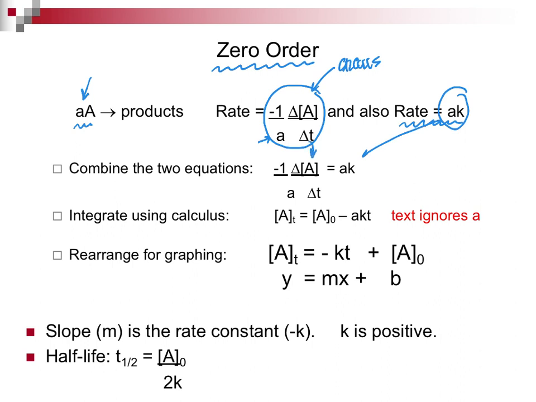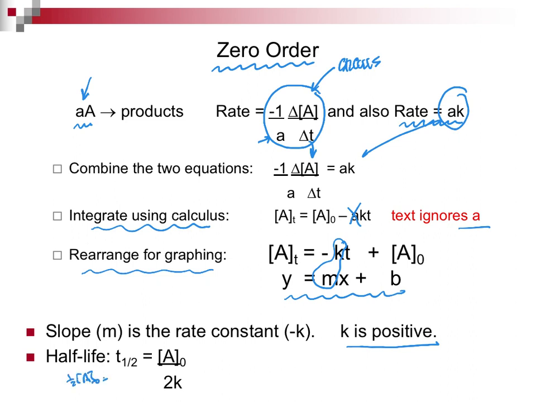Now, when I took chemistry, we had to do the derivation. No longer takes place. I'm just going to say integrate using calculus. The text is going to ignore this A. It will bother those of you that know calculus, including me. And what we're going to do is rearrange algebraically that equation so that it is a y = mx + b line. The slope of this line is minus the rate constant, because k has to be positive. If I substitute in A0 and 1/2 A0 for A at time t, I will come up with this expression for the half-life, okay?